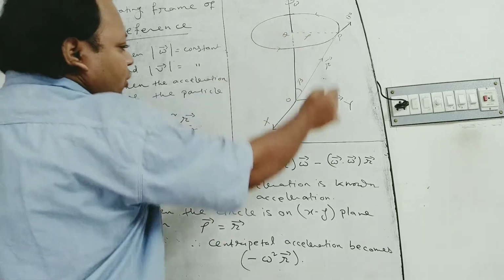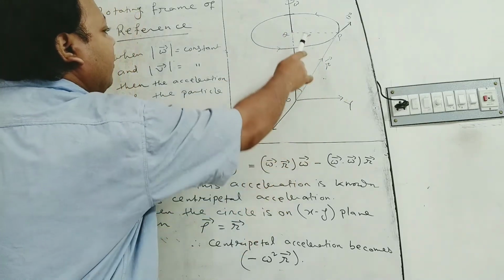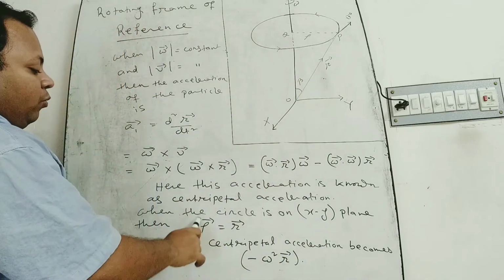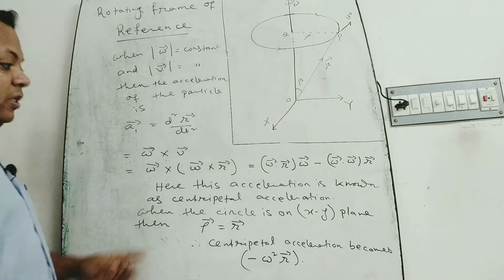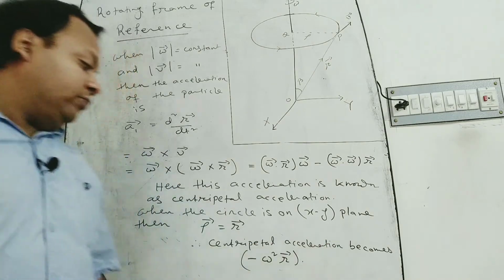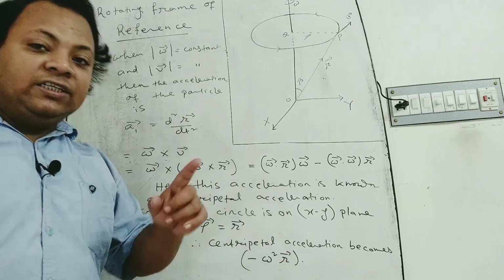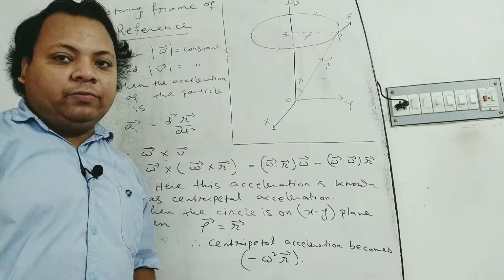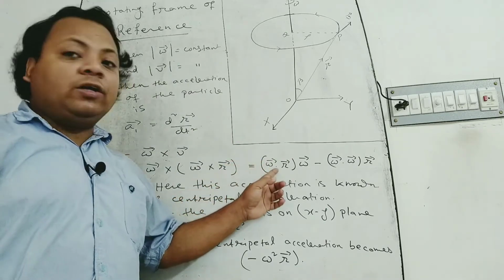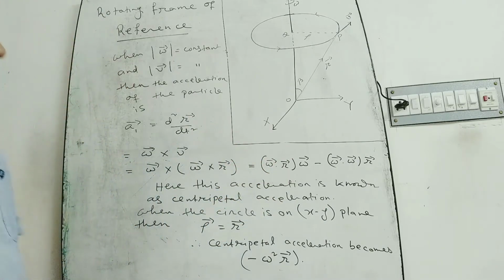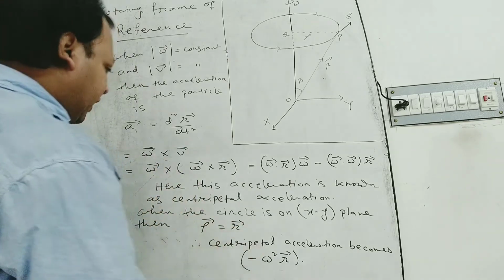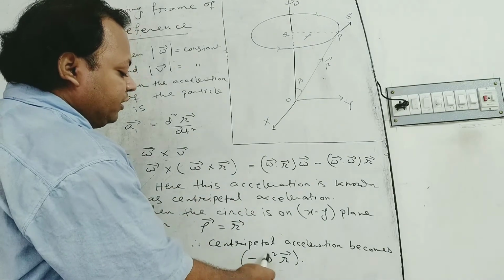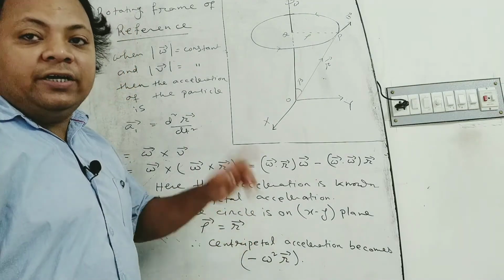When the circle is on the xy plane, the magnitude of rho and the magnitude of r become the same, that is, rho vector is equal to r vector. Then the centripetal acceleration becomes minus omega square r, since in this case omega and r are mutually perpendicular. That's why omega vector dot r vector becomes 0. Therefore, the centripetal acceleration for a purely circular motion of the particle is minus omega square r, where r is the radius of the circle.